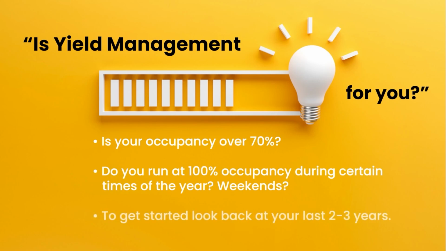Again, at the end of the day, you have to ask if automated yield management is right for your business. Well, here are some good questions to ask yourself. Is your occupancy over 70%? Do you run 100% occupancy during certain times of the year, especially maybe on weekends? Check your trends and look back at your last 2 to 3 years to see how often those first two are happening. And I say that because COVID definitely changed a lot of the factors, and we are approaching more normal seasons.